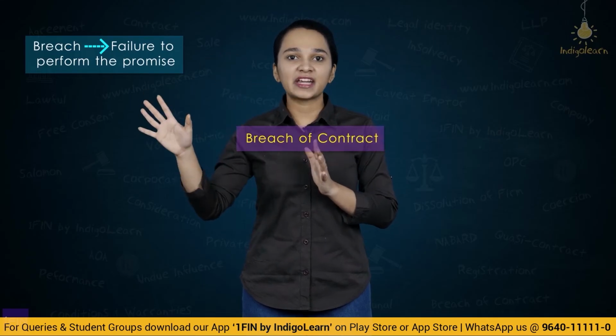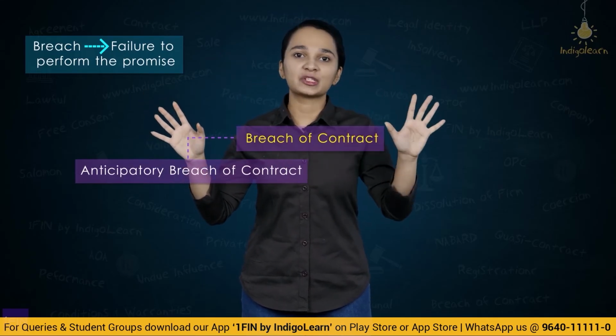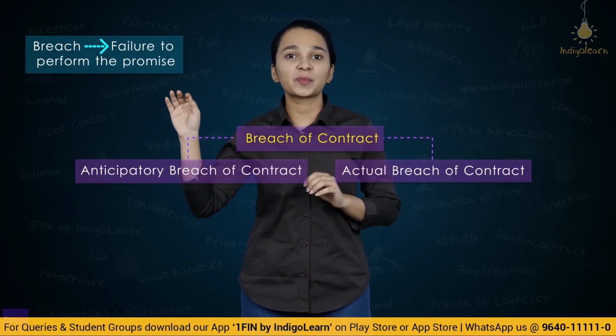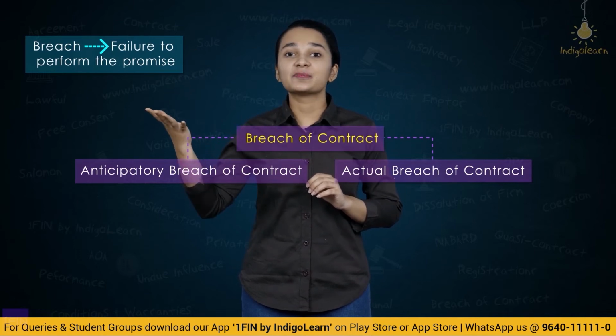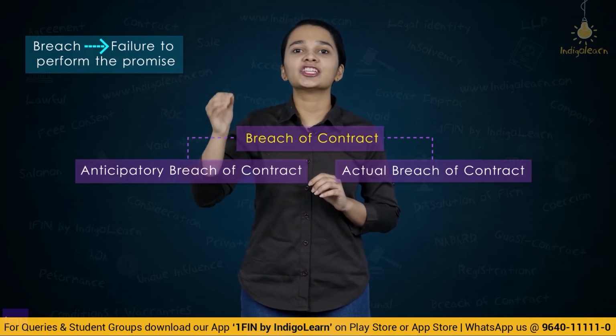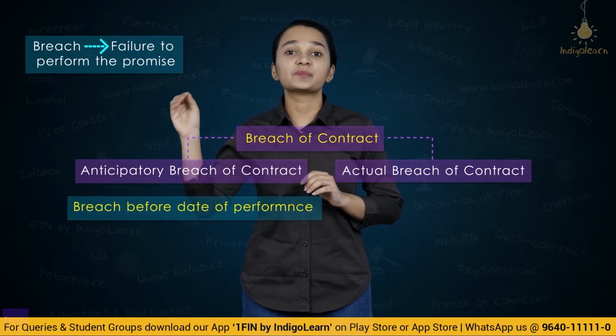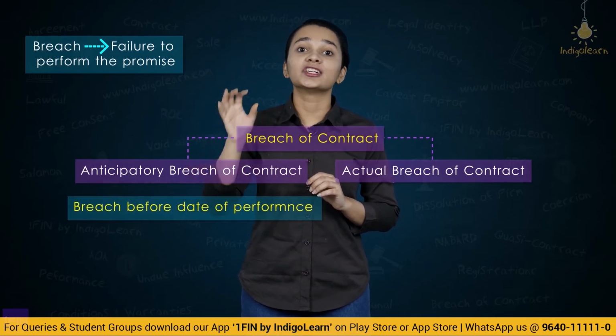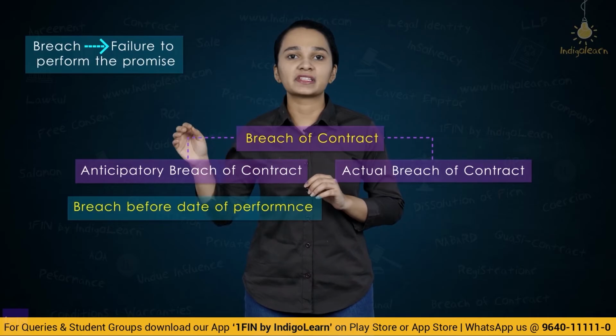Let's now quickly revise the entire unit 5. We started unit 5, breach of contract, wherein we've understood that breach means failure to perform the promise, and this breach can either be anticipatory breach of contract or actual breach of contract. What is anticipatory breach of contract? It is the breach which occurs before the date of performance of promise.